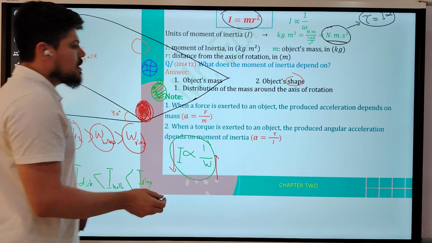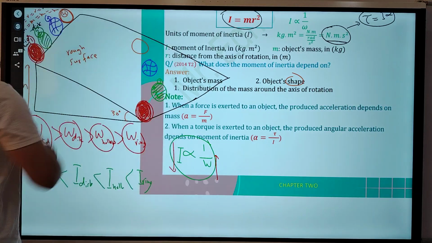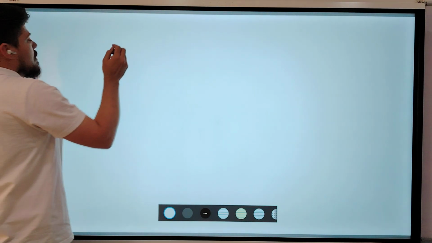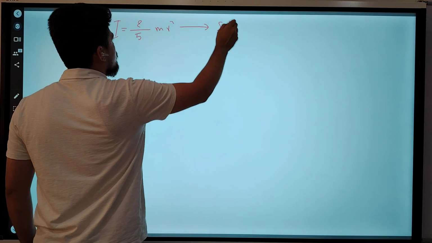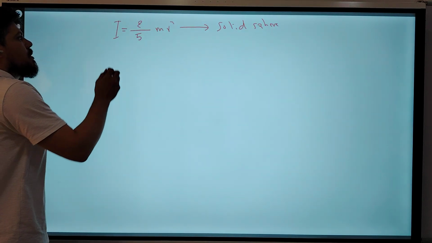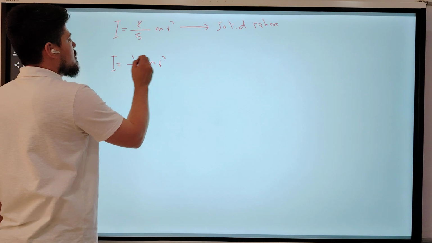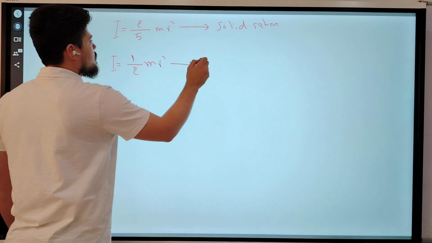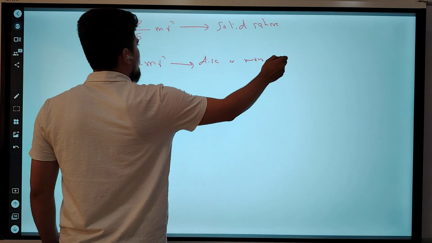Okay? So the moment of inertia of a solid sphere is equal to 2 over 5 mr squared. This is for a solid sphere, such as a bowling ball. Moment of inertia is equal to 1 over 2 mr squared. This is for a disc, or merry-go-round, or solid cylinder.